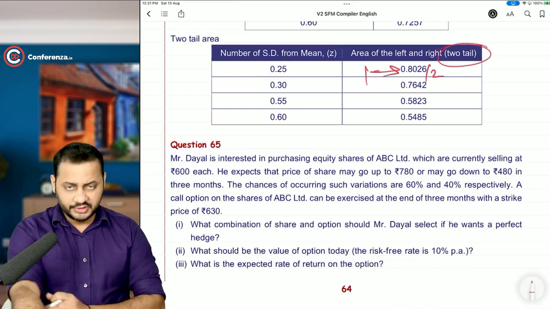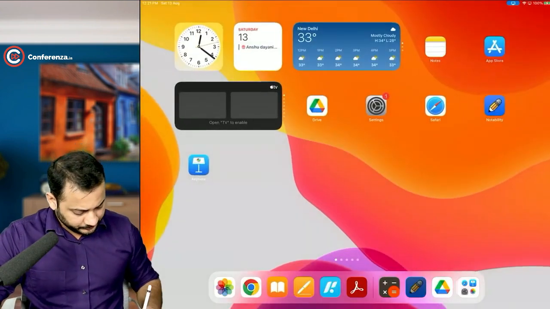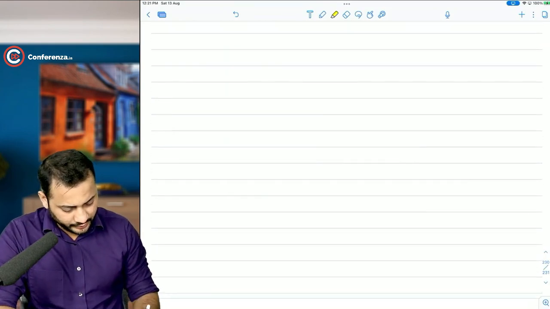See you. Let's start with the discussion of a new concept, that is portfolio replicating model.